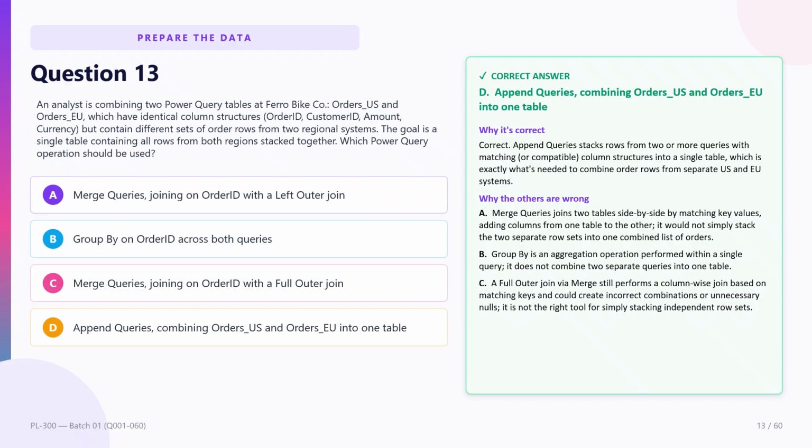Now, why the others are wrong. A. Merge queries joins two tables side by side by matching key values, adding columns from one table to the other. It would not simply stack the two separate row sets into one combined list of orders. B. Group by is an aggregation operation performed within a single query. It does not combine two separate queries into one table. C. A full outer join via merge still performs a column-wise join based on matching keys and could create incorrect combinations or unnecessary nulls. It is not the right tool for simply stacking independent row sets.